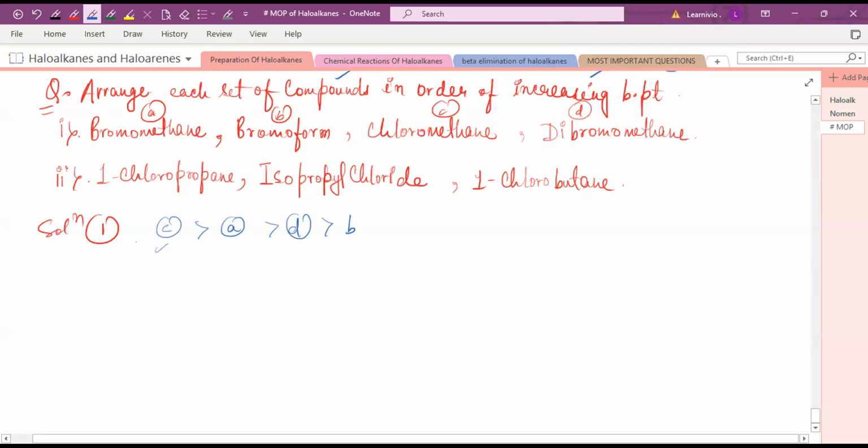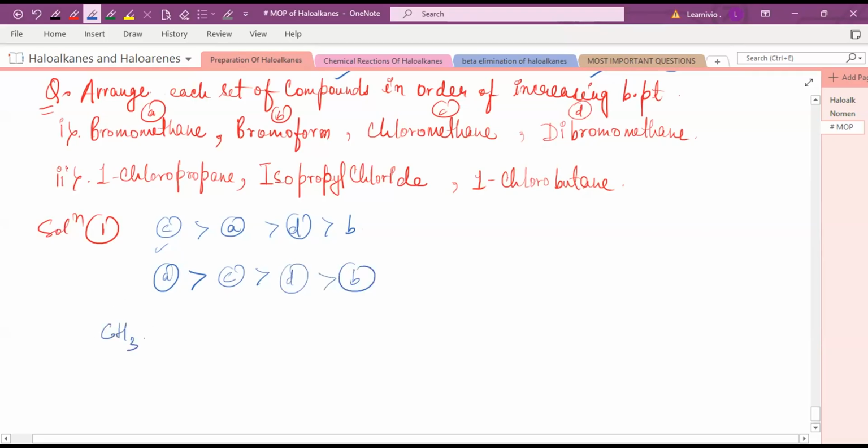Yes, Ayesha, tell me your answer. Ma'am, bromomethane first. It has more boiling point. Then chloromethane, C, then dibromomethane, then B, bromoform. Okay, let's see.